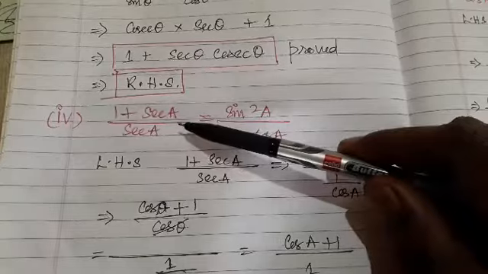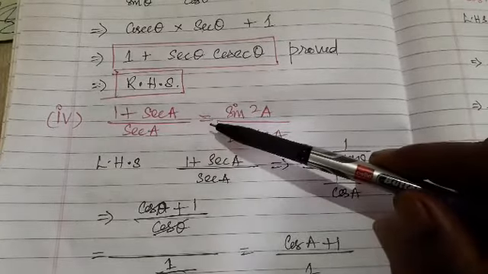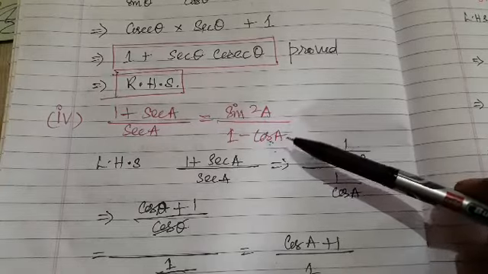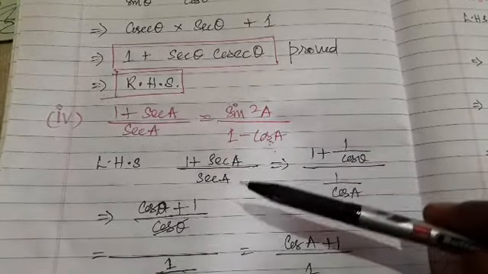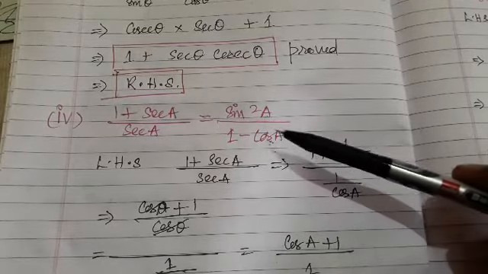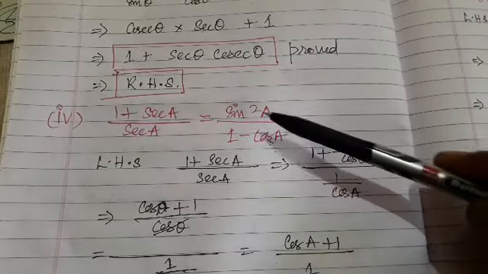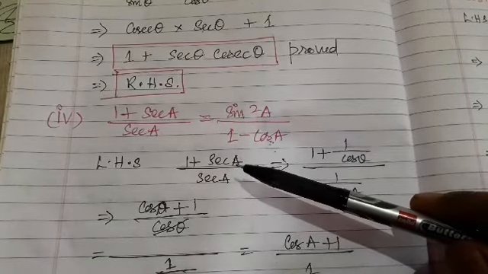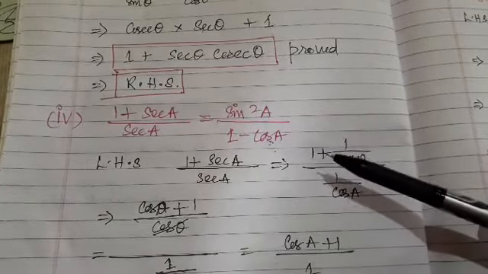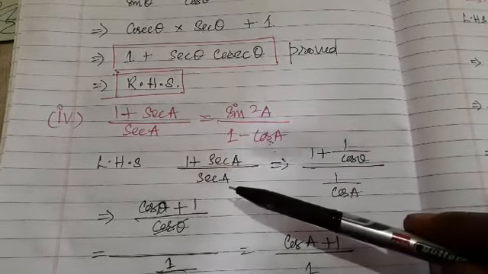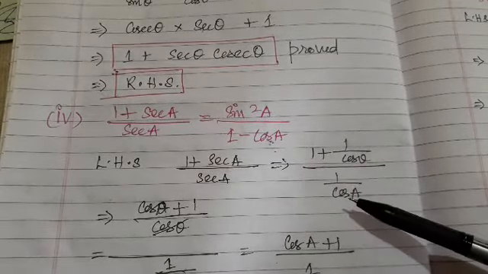1 plus secant A upon secant A is equal to sin square A upon 1 minus cos A. So I am taking the left hand side once again: 1 plus secant A upon secant A. Because on the right side we have cos, in that form I am converting secant A in terms of cos. So 1 plus 1 upon cos. Secant A is 1 upon cos, and the secant A in the denominator I am also converting into 1 upon cos.